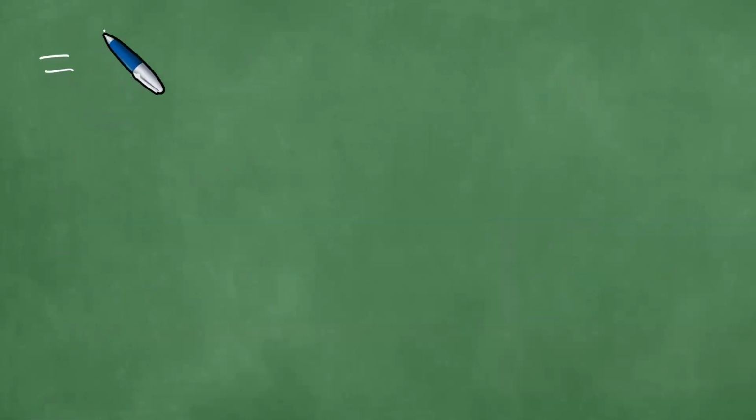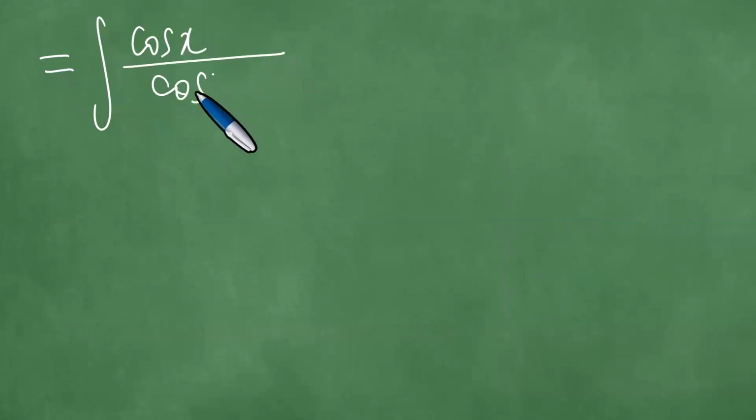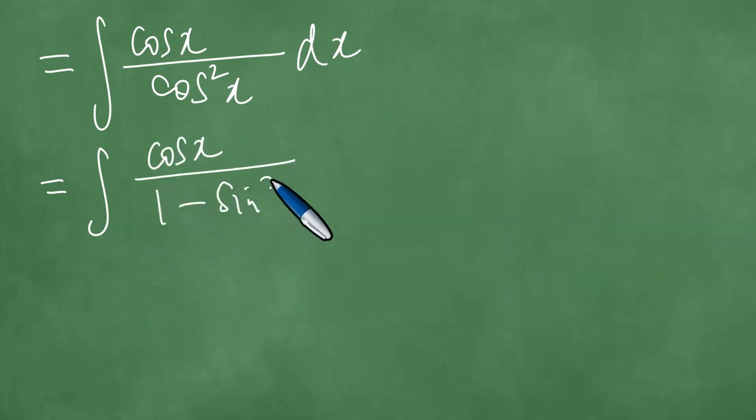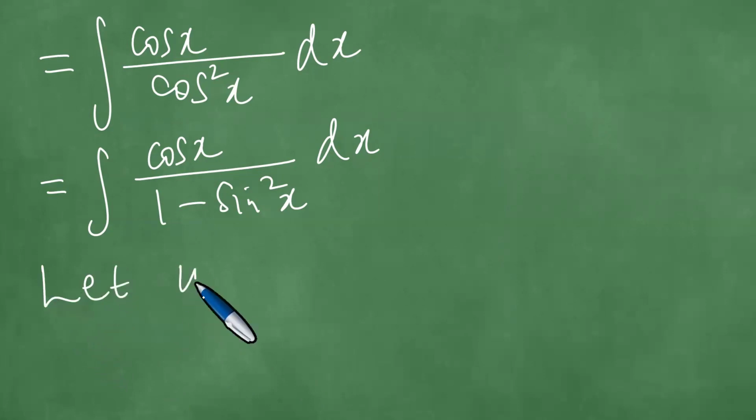We take this forward and write the following. So this is equal to the integral of cosine x divided by cosine squared of x dx. And what is cosine squared of x? Cosine squared of x is 1 minus sine squared of x. At this point, we perform substitution and we let u be equal to the sine of x.